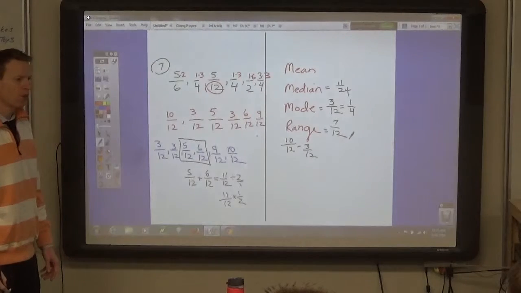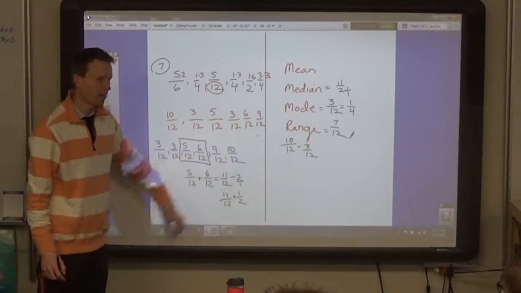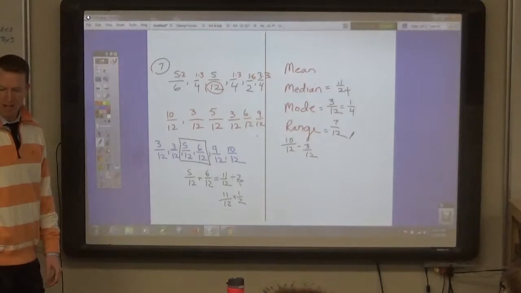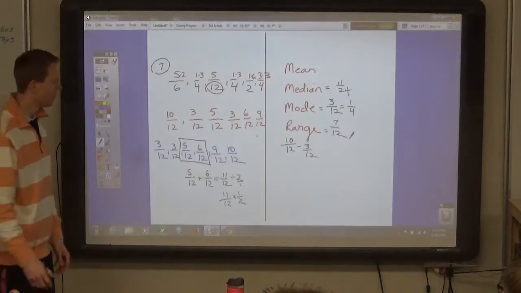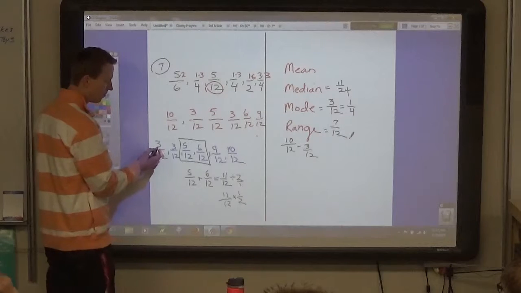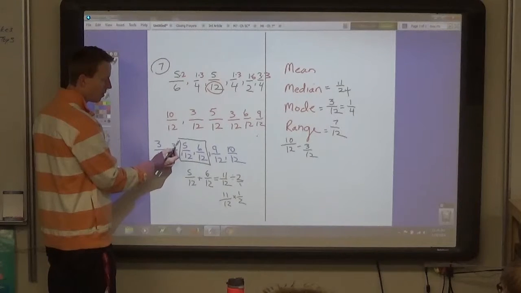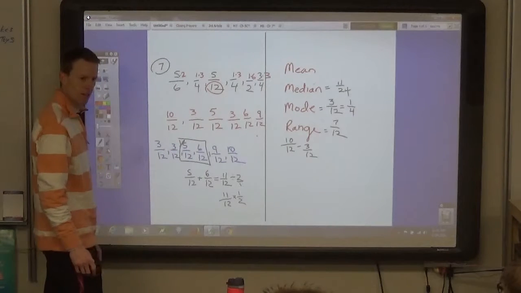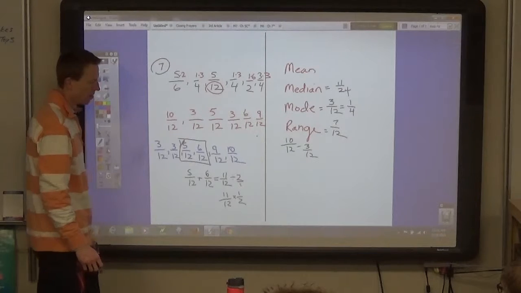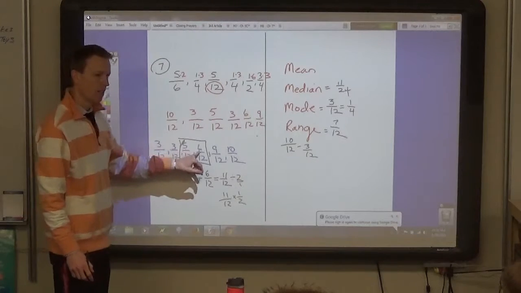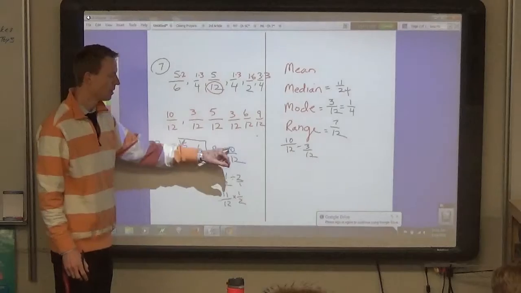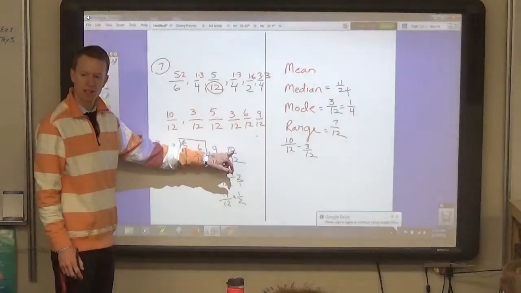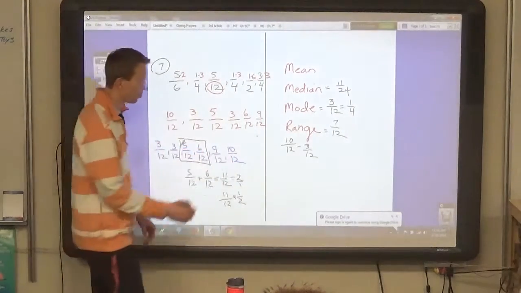Here we got 3 of the 4 done already. The only thing left is to add them all up and divide by 6. Add the numerators. 3 plus 3 is 6. Plus 11. 6 plus 11 is 17. Plus 19. 36.